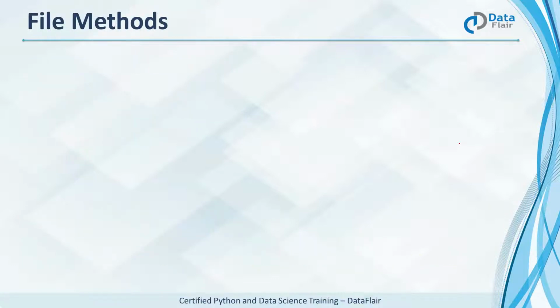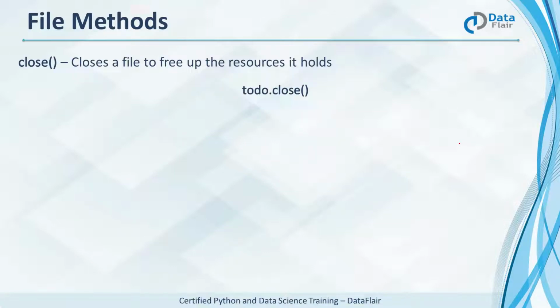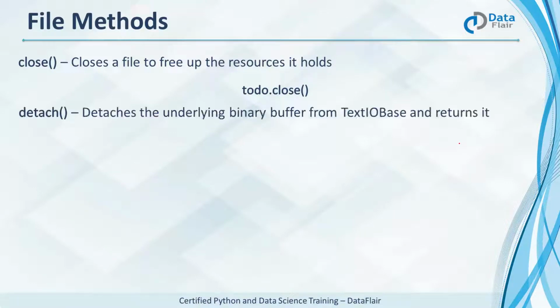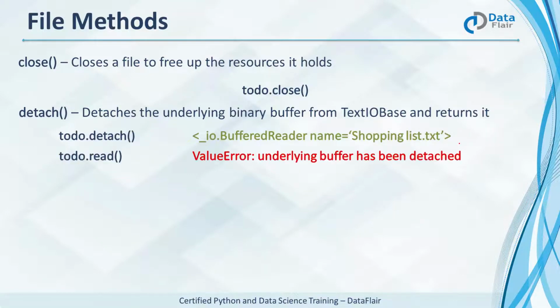So what are all the methods we can call on file objects in Python? Let's see. Close is to close the file and free up the resources it holds. Detach detaches the underlying buffer from the text I/O base and returns it. If we detach the buffer and then read it, we cannot.